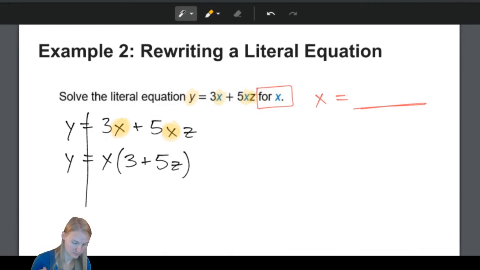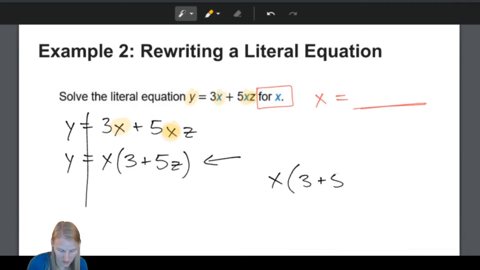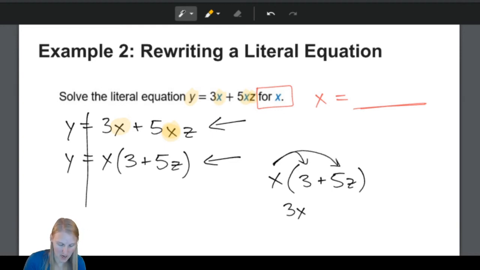Like that. And we can check and make sure that we did this correctly by taking this, x times 3 plus 5z, and we can redistribute and make sure that we get the same thing as up here. So x times 3 is 3x, and x times 5z is 5z times x, or 5xz.